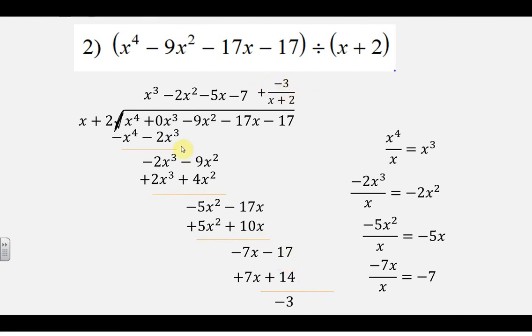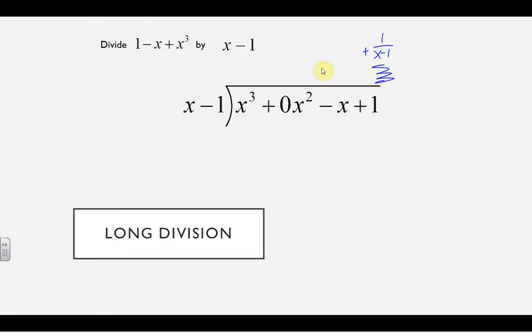I think there's one more example. So we wanted to remind you, that's why that placeholder is important. Otherwise, you'd be like 9x squared minus 2x cubed. I'm so confused. Don't confuse yourself. Okay, I know what the remainder is going to be. So be careful. Let's go through it again.